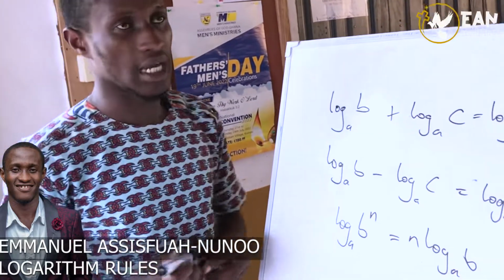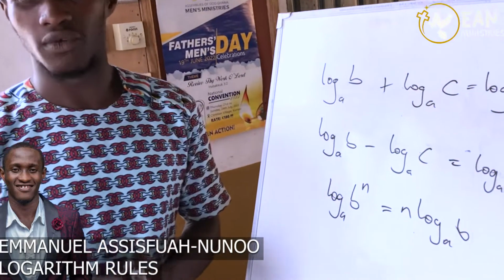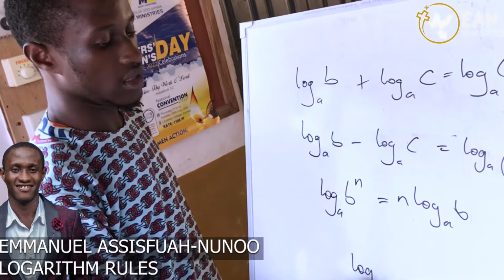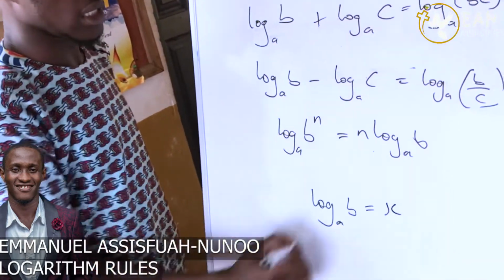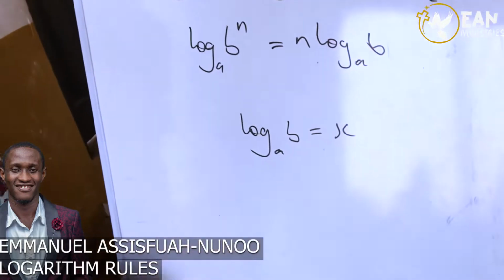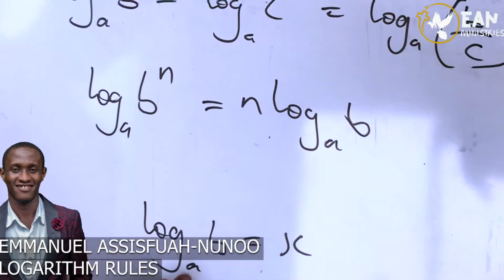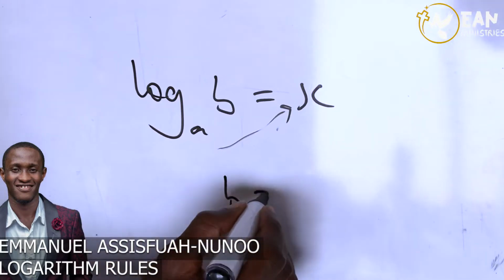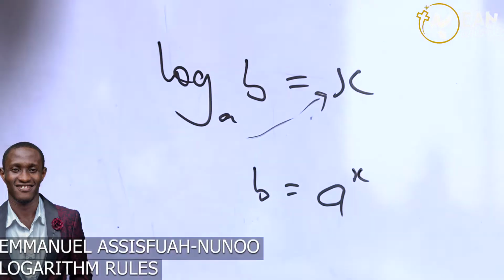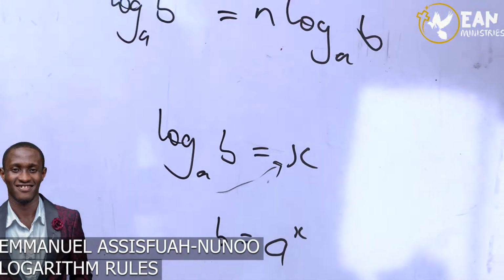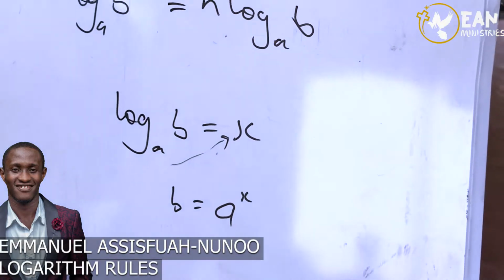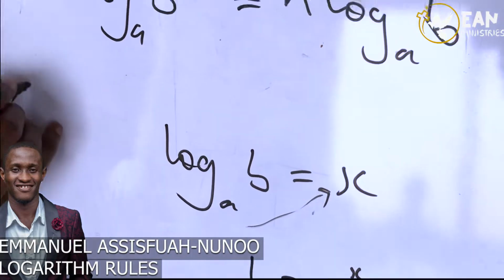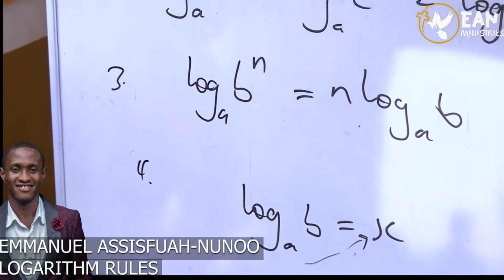Now there are cases where you may be asked to find some form of unknown variable. Assume I have log a b equal to x, and they ask me to find x. How I can find x is just to give a to this, so we make it like this. Go and push it, so you have b equal to a exponent x. So out of this we can coin another rule.